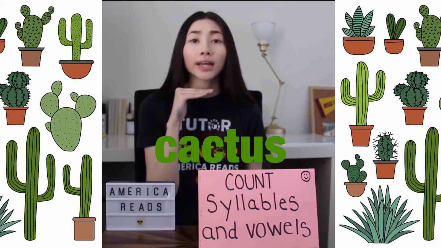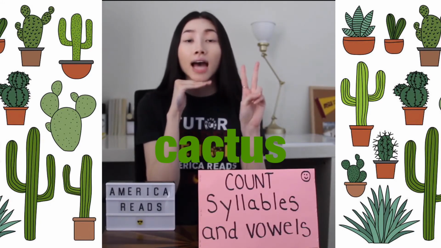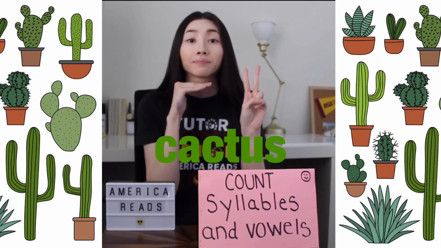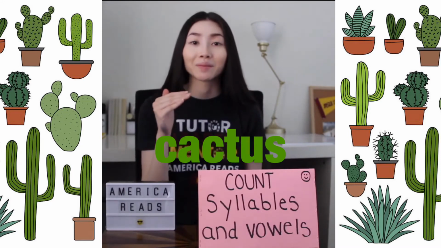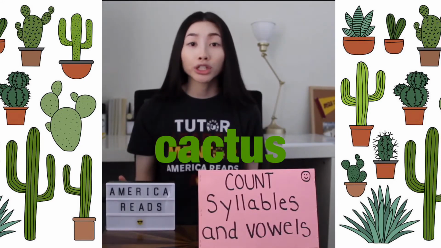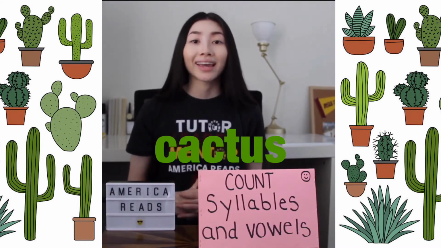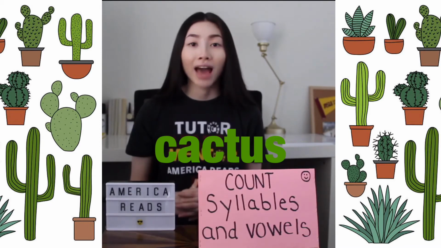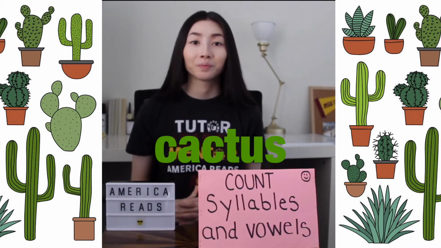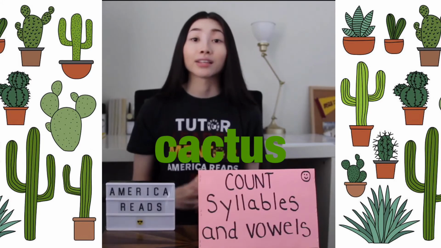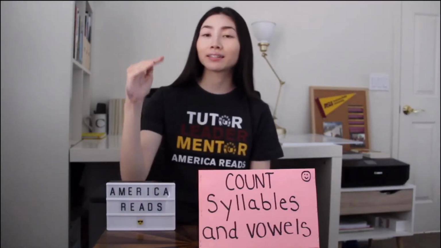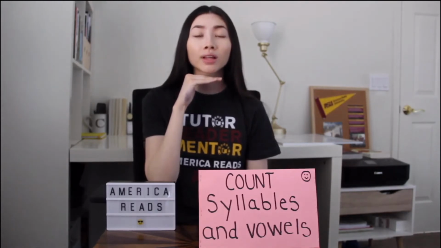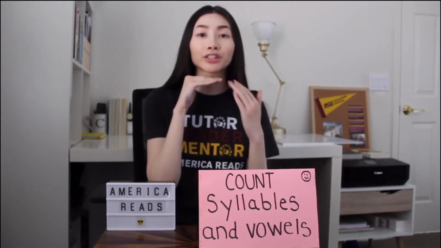So let's use our word cactus again. Cactus, cactus. It has 2 syllables because my chin touched my hand 2 times. And to double check our work, we know that the word cactus has 2 vowels, A and U. And so we know the cactus has 2 syllables. So remember, take your hand, put it underneath your chin, and count how many times your chin touches your hand.